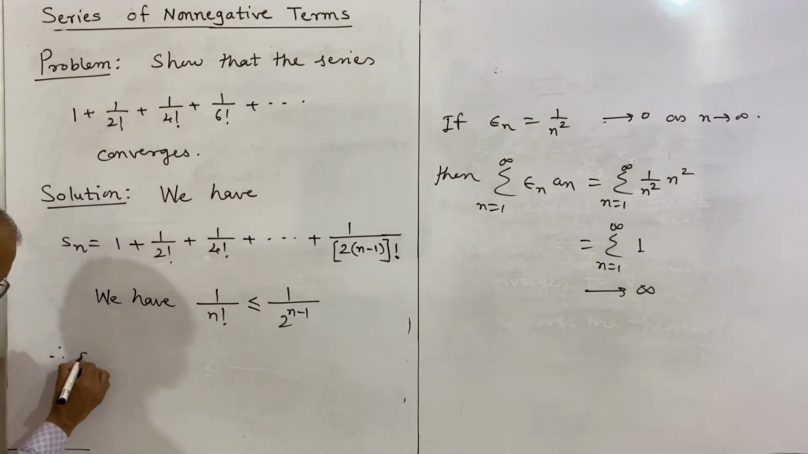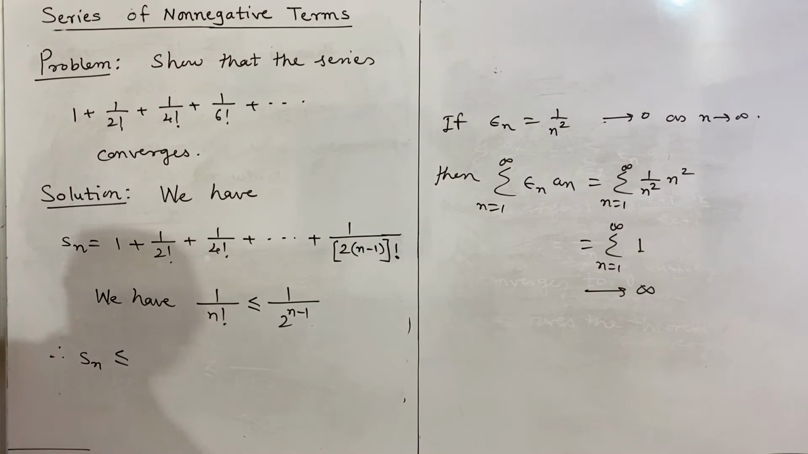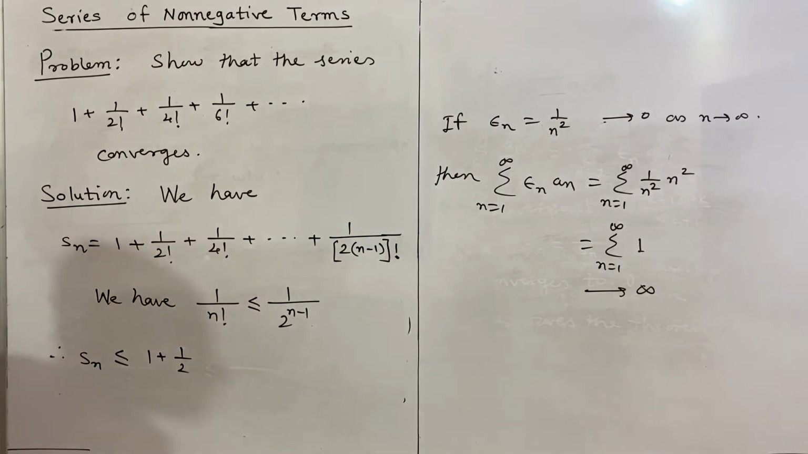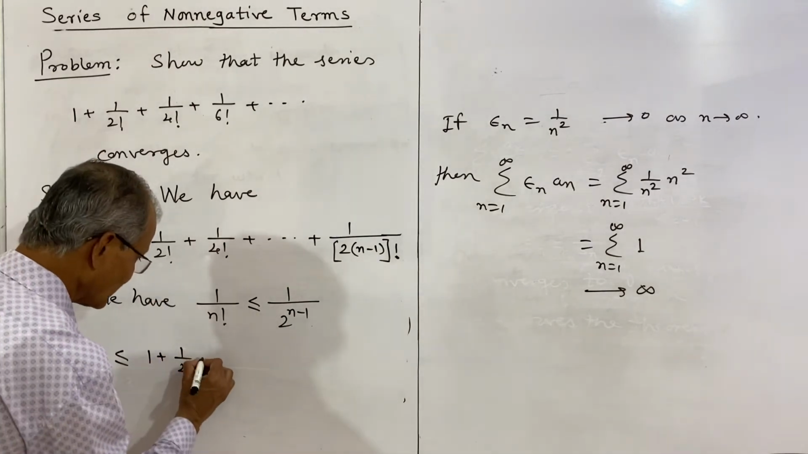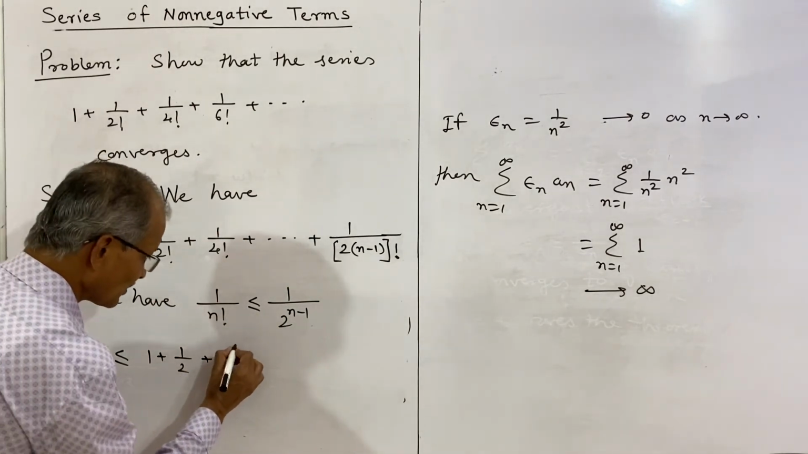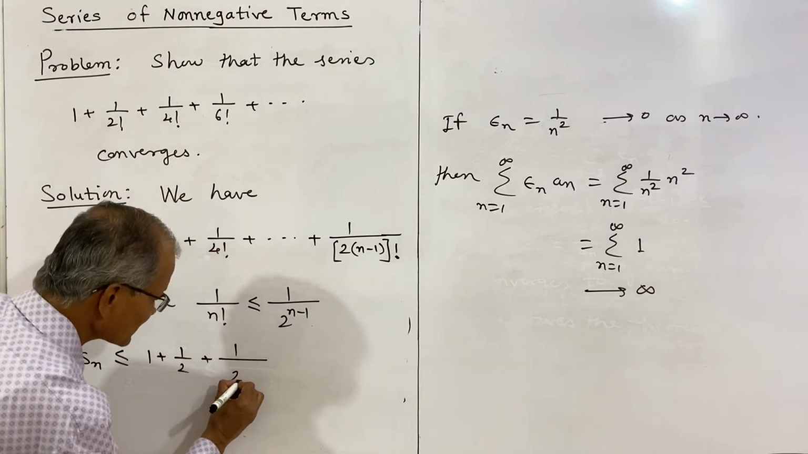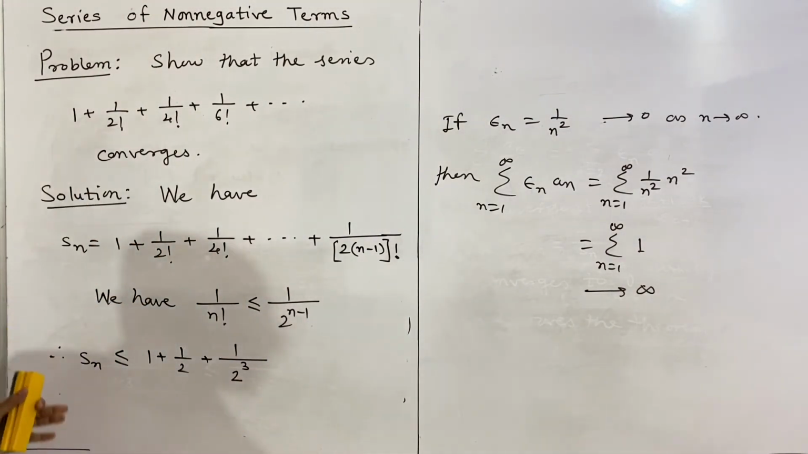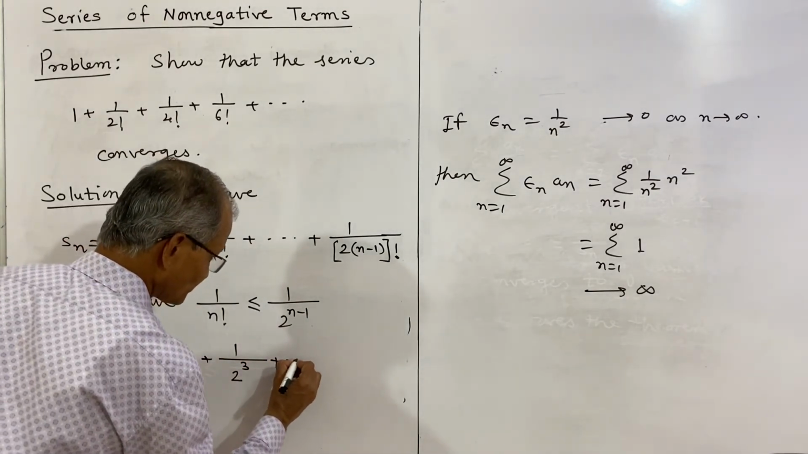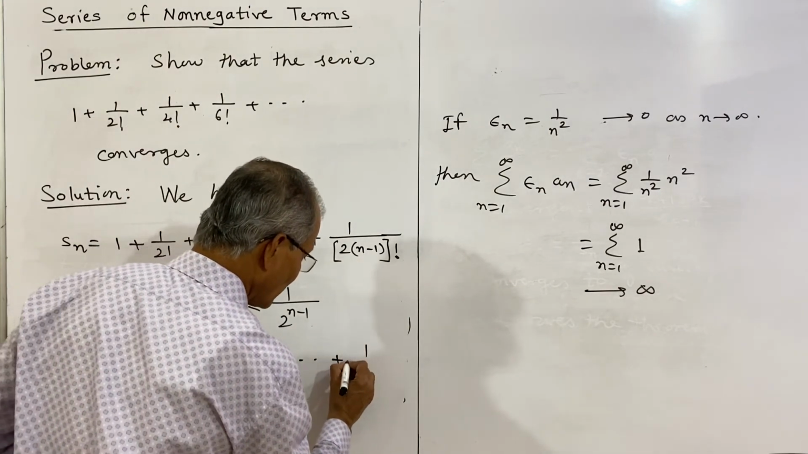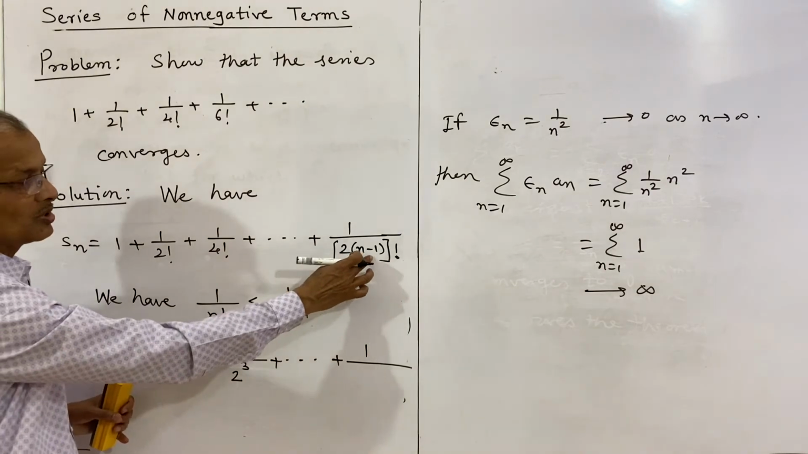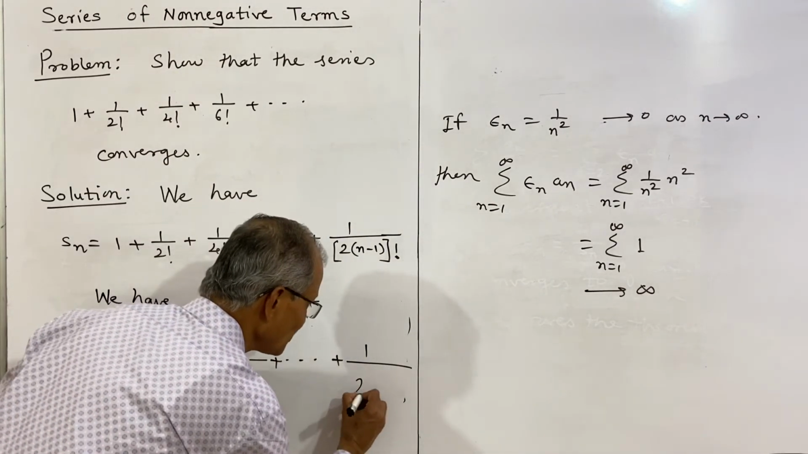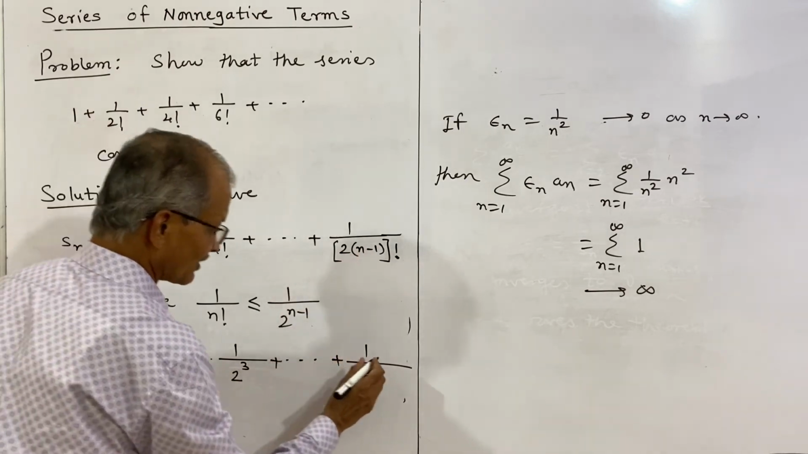So, therefore, Sn will be less than or equal to, we keep the first term as it is, 1 plus 1 by 2, for 2 factorial we write 1 upon 2 itself, but here we can write 4 factorial, and that is less than or equal to 2 to the power 4 minus 1, here n minus 1, here it is 4, 4 minus 1 it is 3, and so on. The last one will be 1 upon, in place of n it is 2 into n minus 1, that is 2n minus 2, and we have to subtract 1 from that, and that is 2 to the power 2n minus 2 minus 1, that is minus 3.